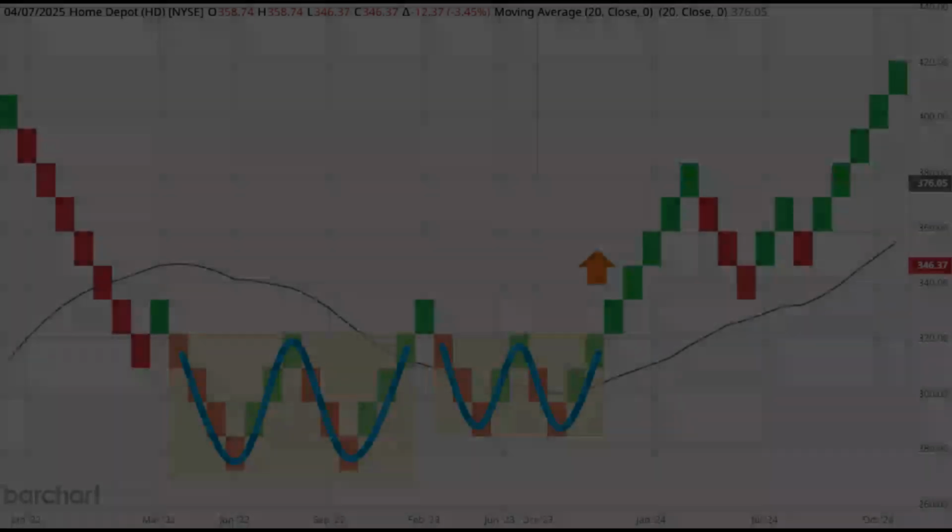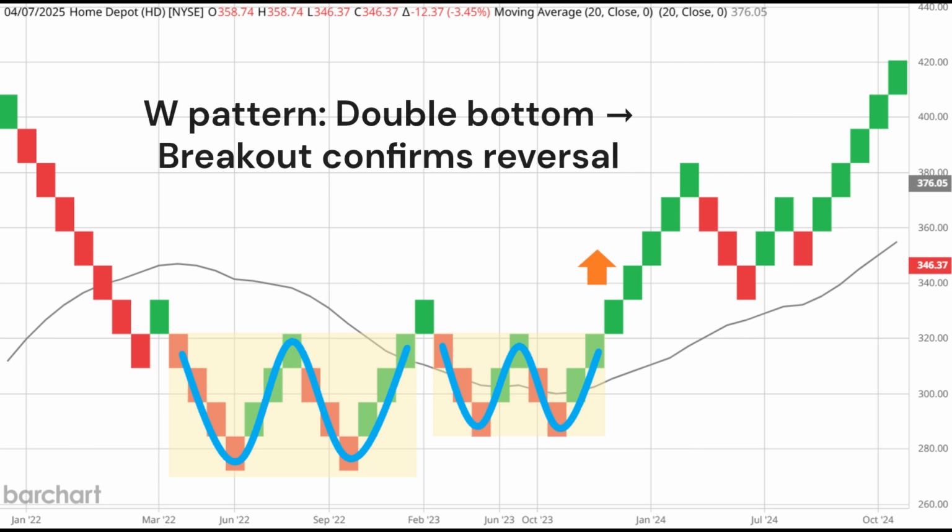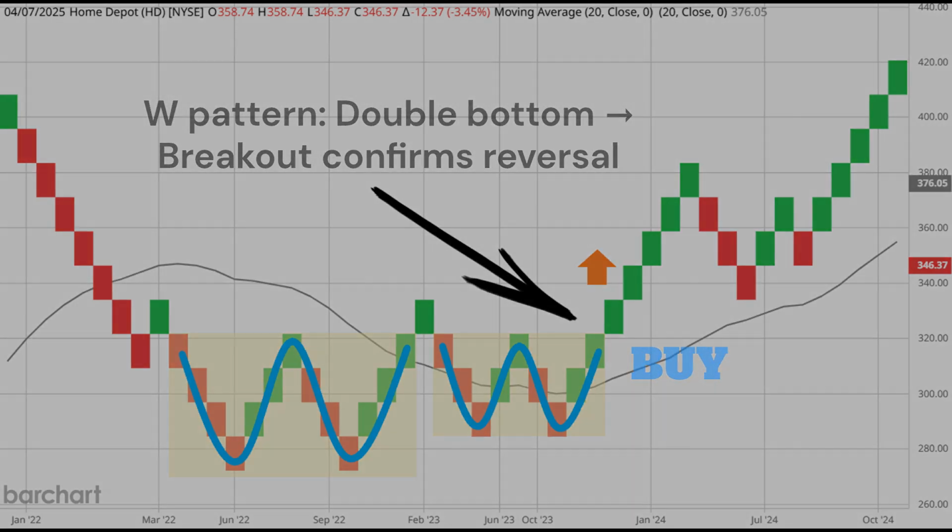The W pattern is a classic bullish reversal. You'll spot two dips forming a double bottom, often with a breakout above the center. On a Renko chart, this shows up as two low zones separated by a rebound, and the breakout confirms strength. This pattern works great with trend line or moving average support.